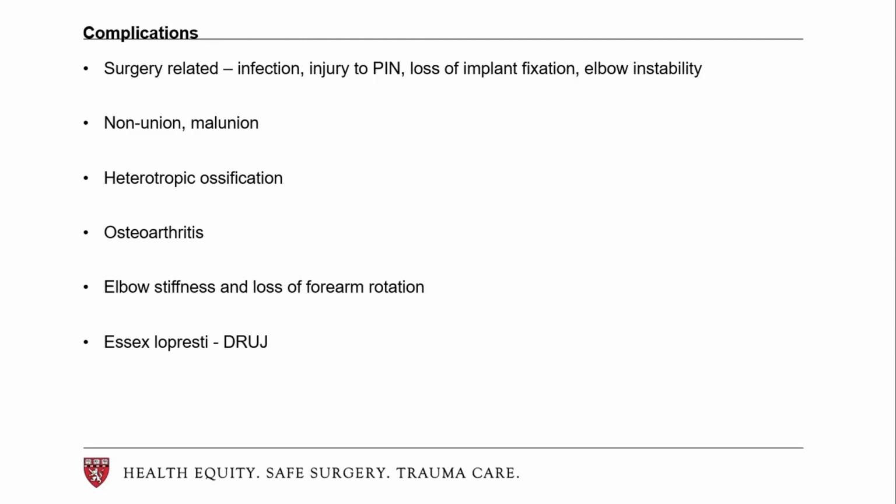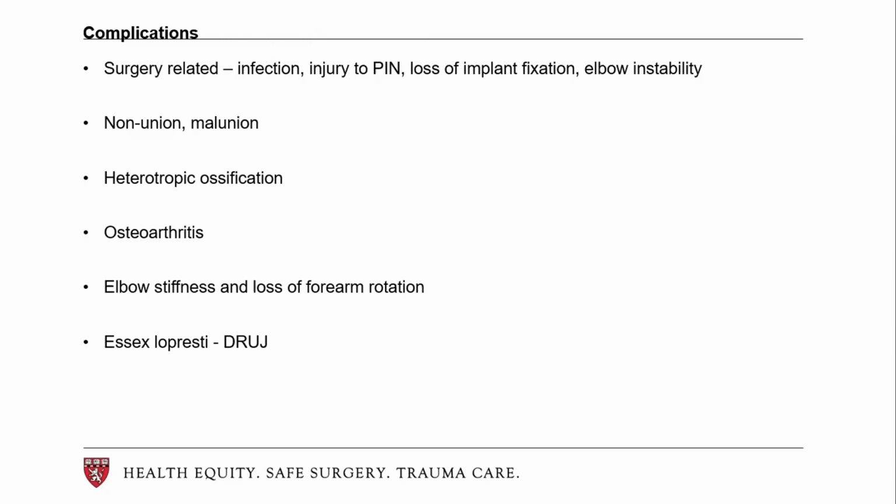Non-union, where the bone does not unite, or malunion, where the bone unites in an unsatisfactory position. Heterotopic ossification is also a concern. Osteoarthritis, early or secondary osteoarthritis, as this is usually an intra-articular fracture, is also of concern. Elbow stiffness and loss of forearm rotation. Radioulnar synostosis is also of concern, especially with the Wrightington approach, where you do the supinator crest osteotomy.